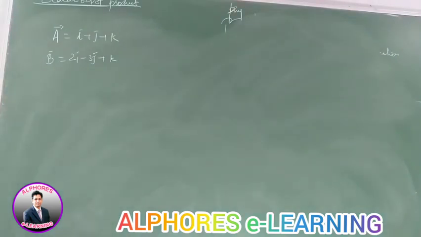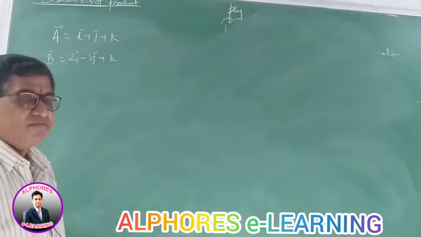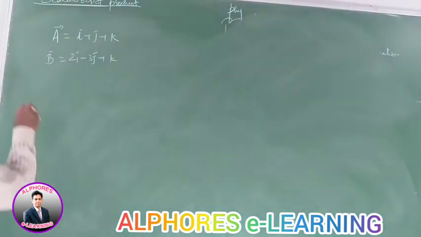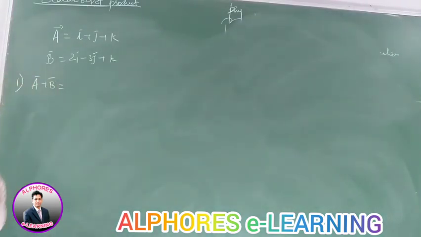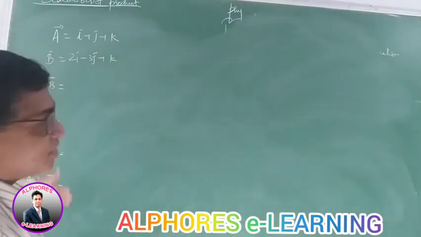Now from these two he is asking you to find out, first, what is A bar plus B bar. Then he is asking you to find out what is A bar minus B bar. Then we are asked to find what is A dot B. And finally what is A cross B. So this way, from the same vectors he is asking to find the various things.